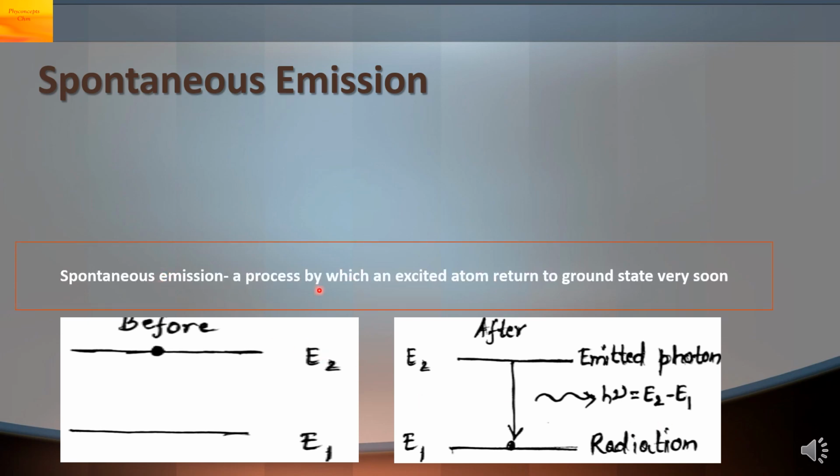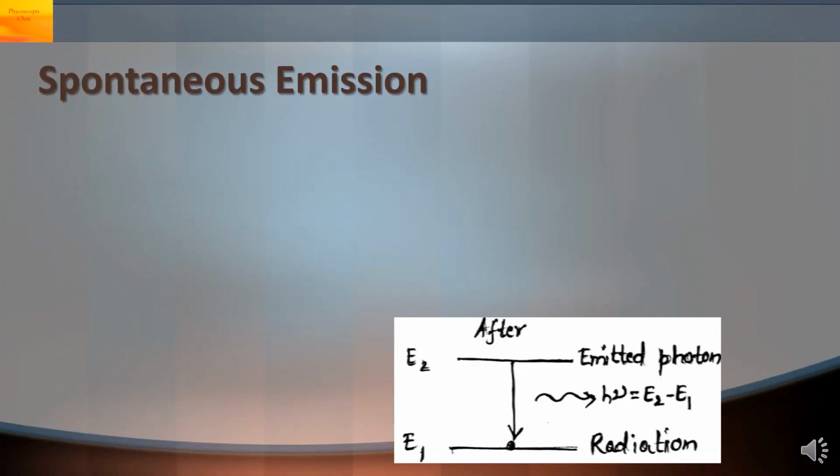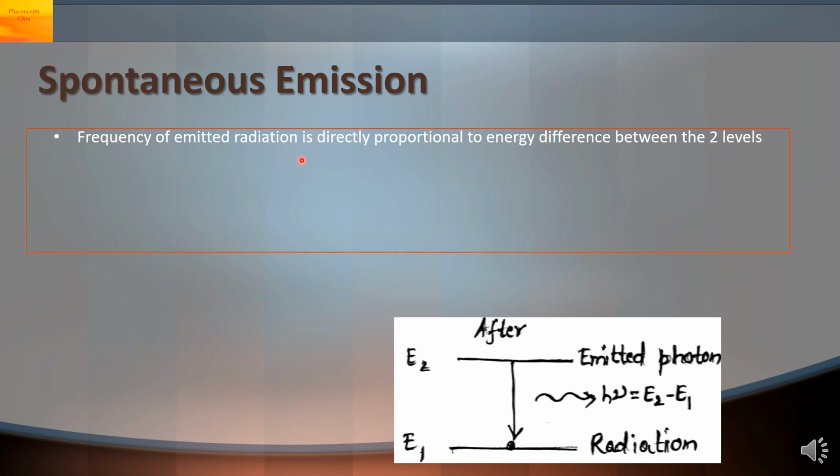Spontaneous emission is a process by which an excited atom returns to the ground state very soon. The frequency of the emitted radiation is directly proportional to the energy difference between these two levels, so nu is proportional to E2 minus E1. We know that nu is inversely proportional to the wavelength of light lambda, so 1 by lambda is proportional to E2 minus E1. So the smaller the energy difference, the greater the wavelength emitted, because the relation is inverse.